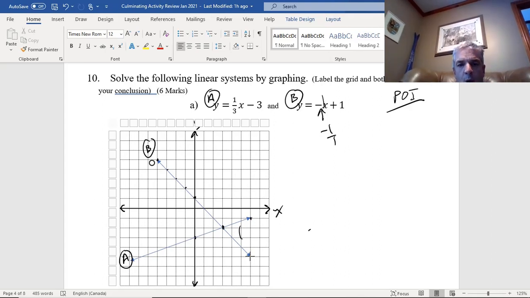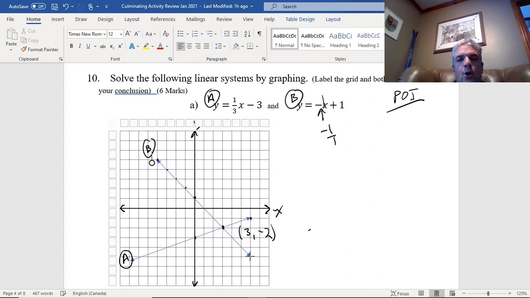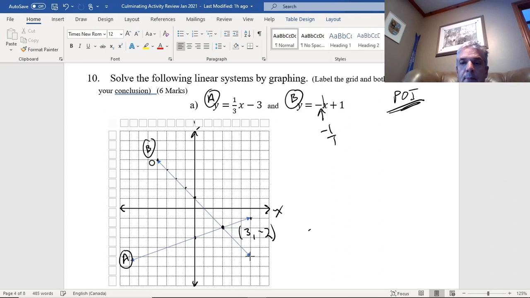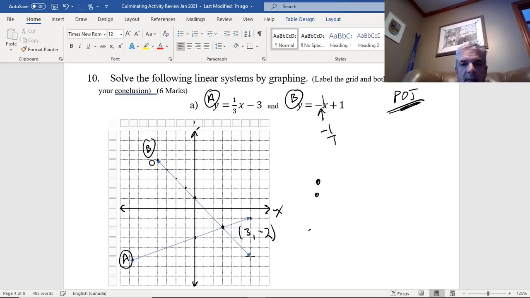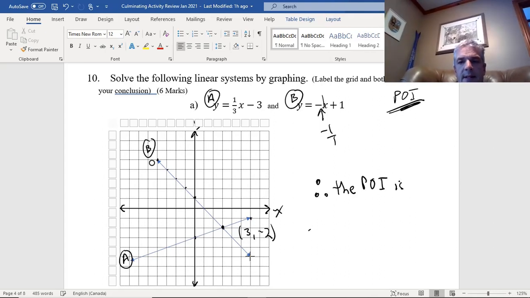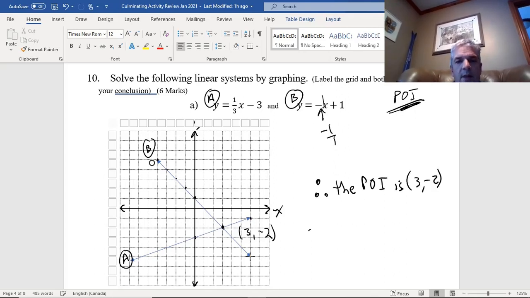So remember, that's an ordered pair. The ordered pair would be the X first and then the Y. So I count over the X, 1, 2, 3, and down 2 would be -2. So I've got my point of intersection. That's what I'm looking for, my POI. So all I have to do is write a concluding statement. So I say, therefore, the POI is (3, -2), and I'm done the question.